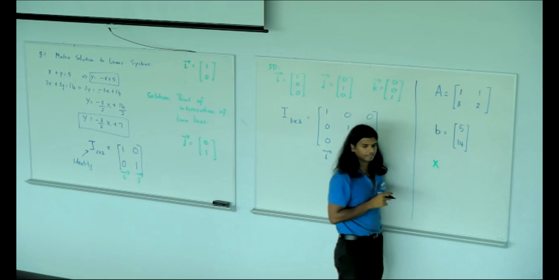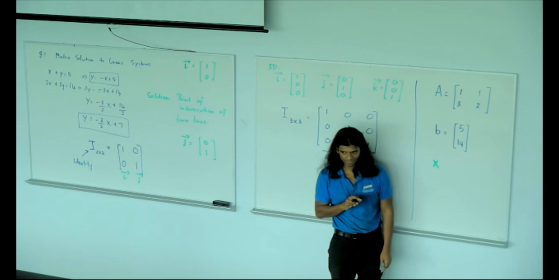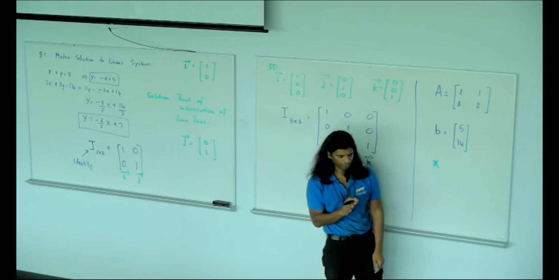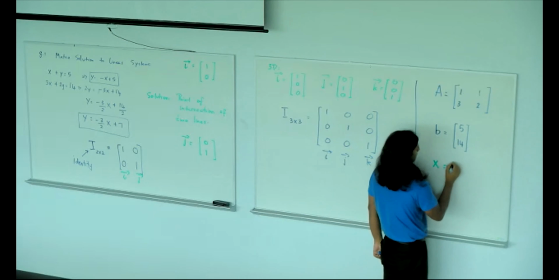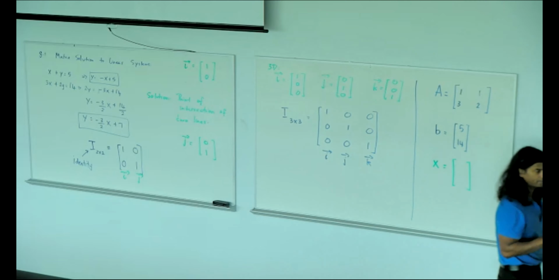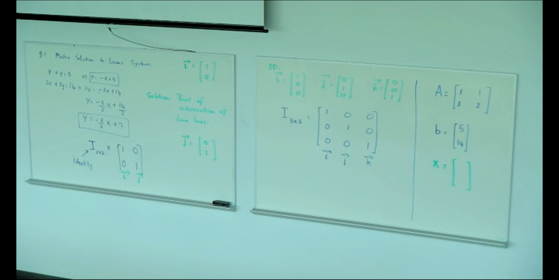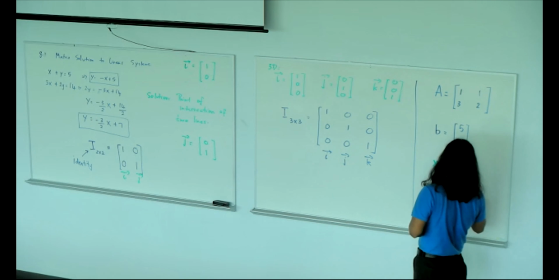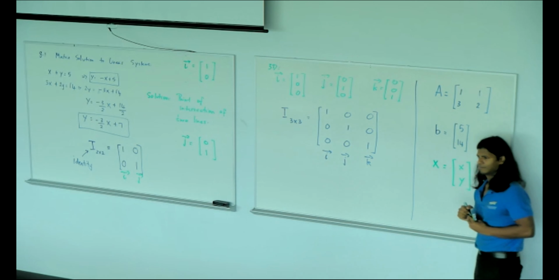Why am I using this notation? This notation is standard. If you Google, this is what you would see in most cases. The x vector will contain the unknown variables. What are the unknown variables in that system? X and y. Good.